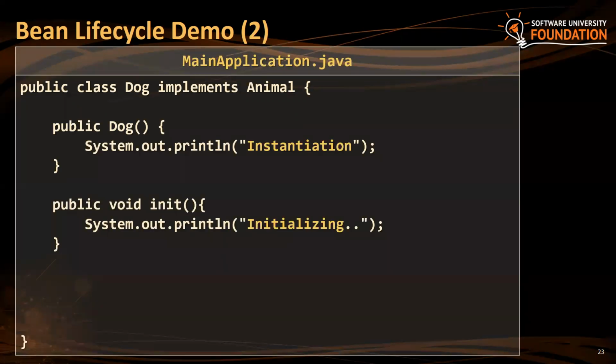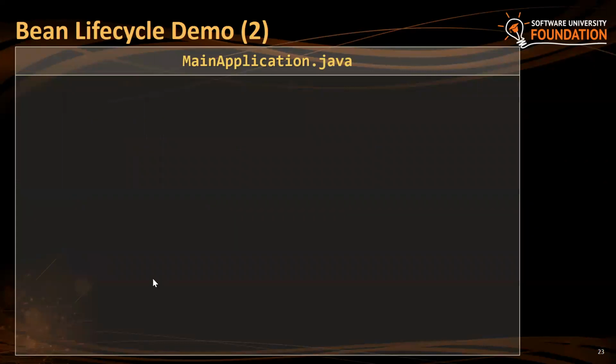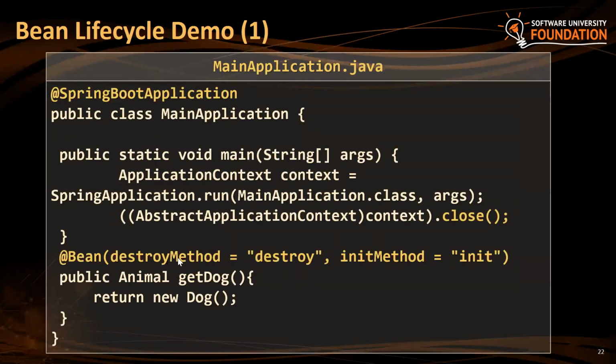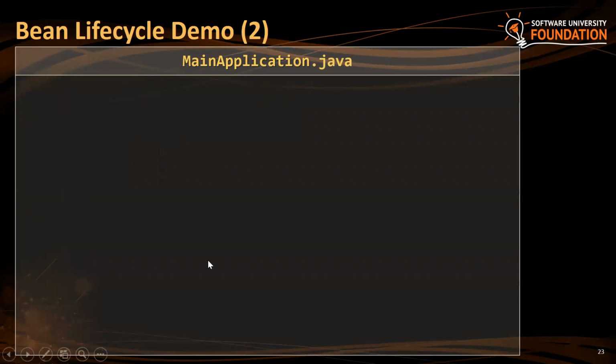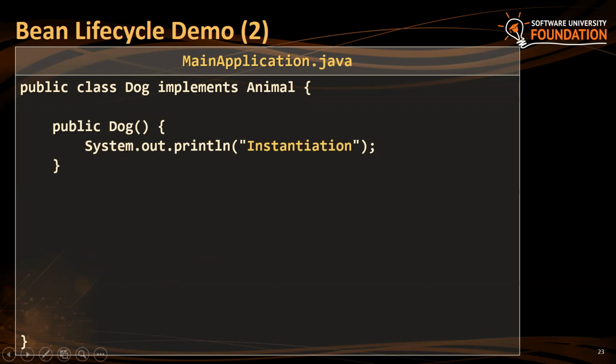Here I have defined through annotation what the destroy method is. If you want to give our own, we can define these things. This is my bean, which I'm doing explicitly. I can define what the init method is, which is for the initialization, and what the destroy method is. I can define all these things. See, here is the actual class: Dog implements Animal. So there is a constructor.